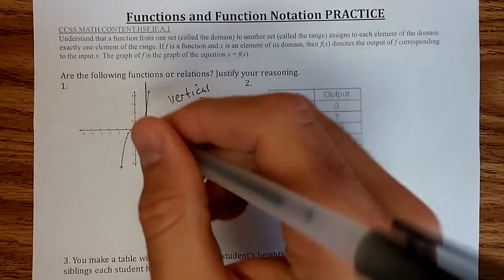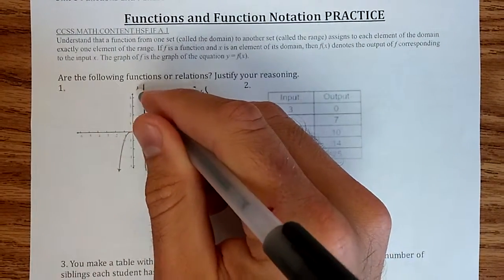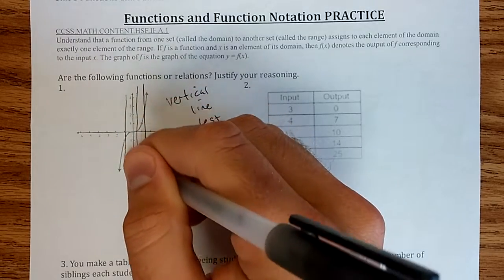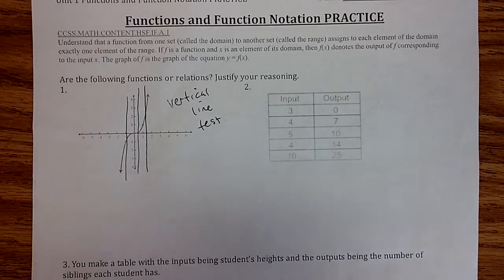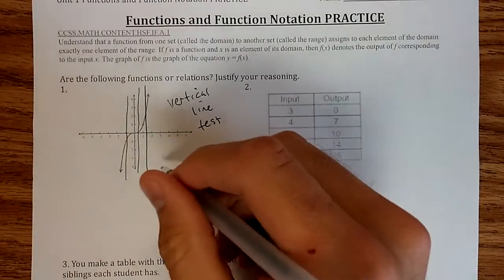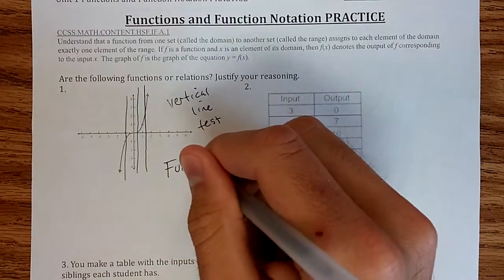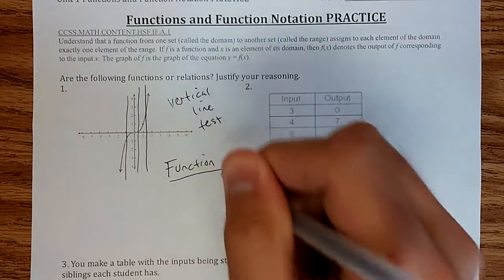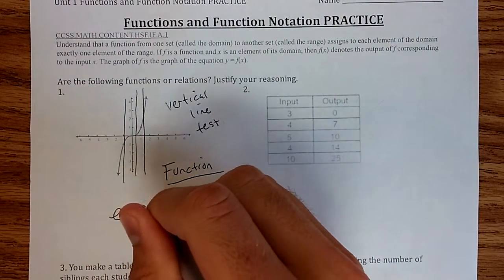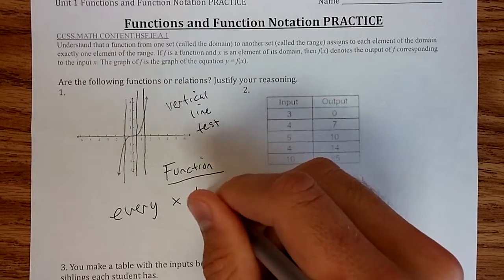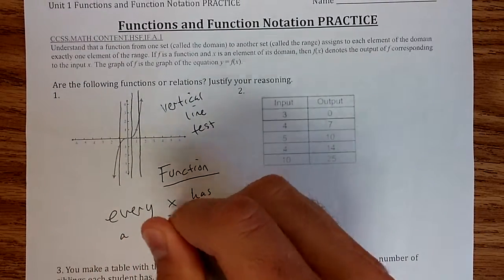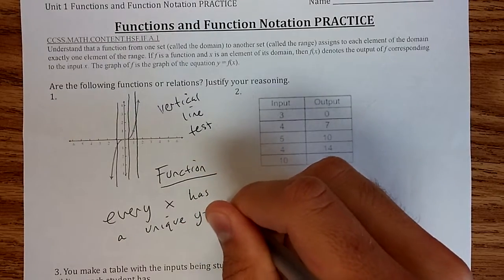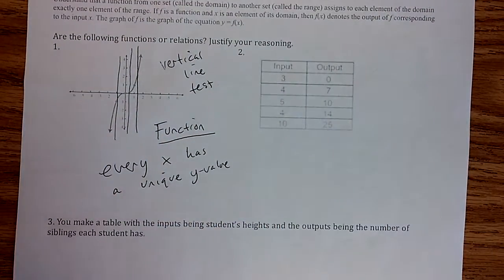In this case, if I draw a vertical line here, or here, I can't seem to find a spot where I can draw a vertical line where it hits more than once. So therefore, this passes the vertical line test and is a function. Every x has a unique y value. Every x has its own y value.